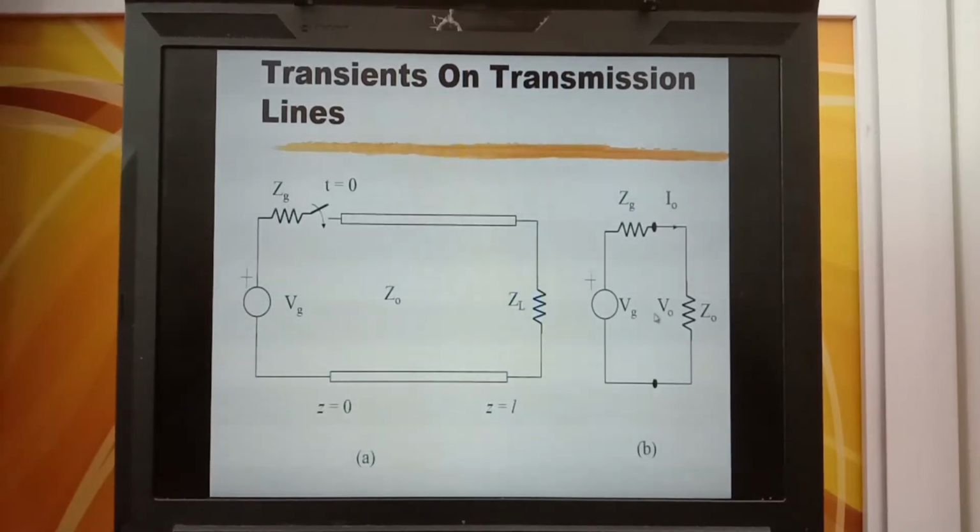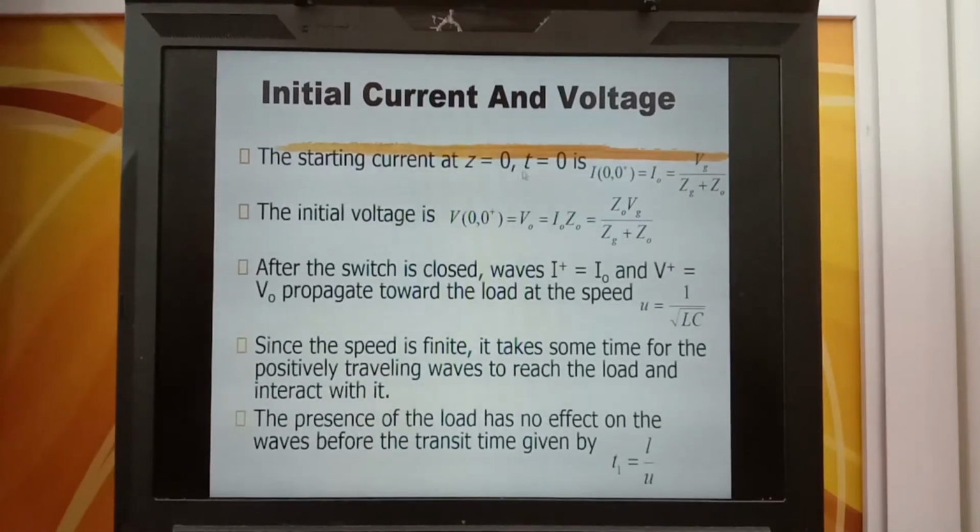We can find the voltage V0 using voltage divider rules, and as for the current I0, it is simply the voltage divided by the total impedance of Zg plus Z0. This is the solution for current I0. It is equal to the source voltage Vg divided by the total impedance Zg plus Z0.